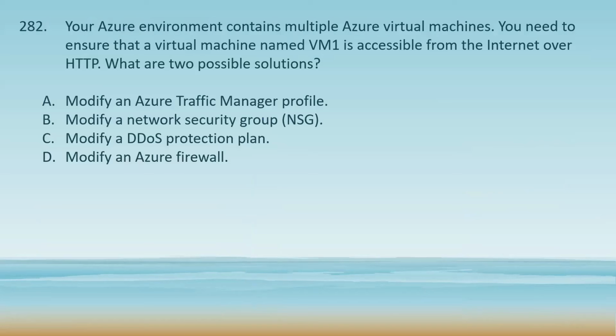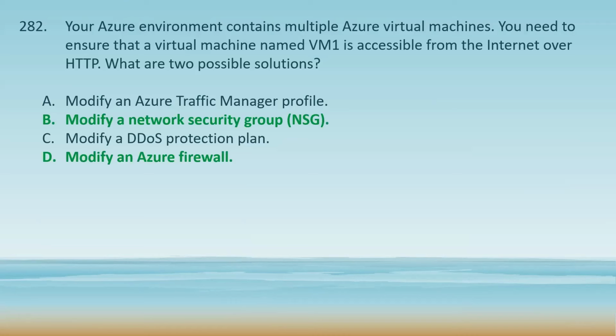Question number 282. Your Azure environment contains multiple Azure virtual machines. You need to ensure that a virtual machine named VM1 is accessible from the internet over HTTP. What are two possible solutions? And your options are: modify an Azure Traffic Manager profile, modify a network security group, modify a DDoS protection plan, modify an Azure Firewall. And friends, the correct answers here are option B and option D.